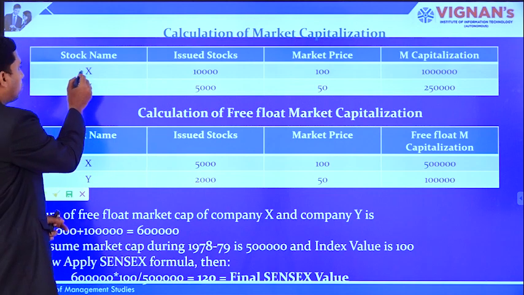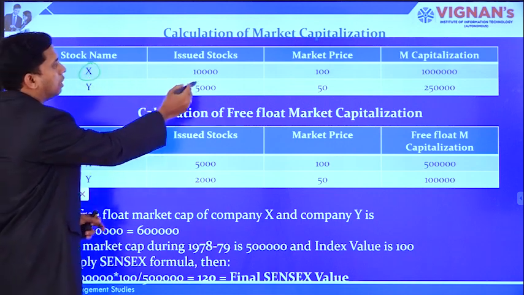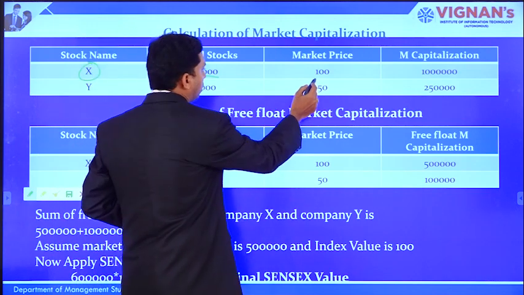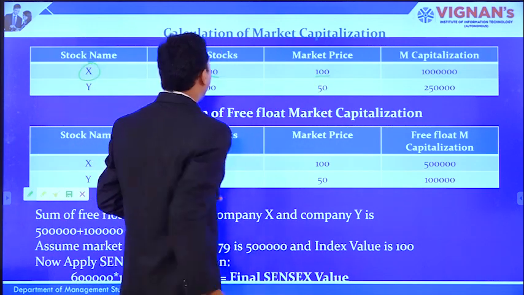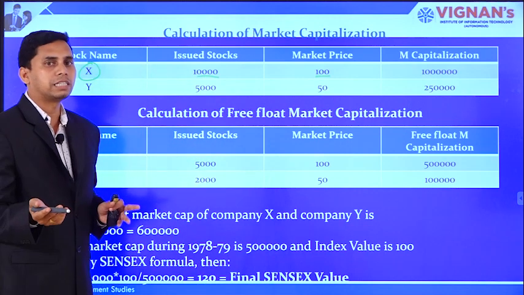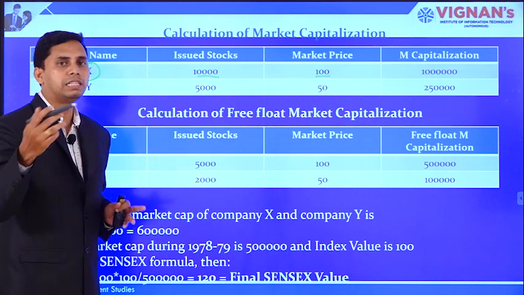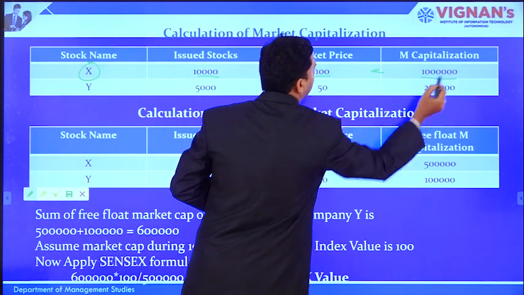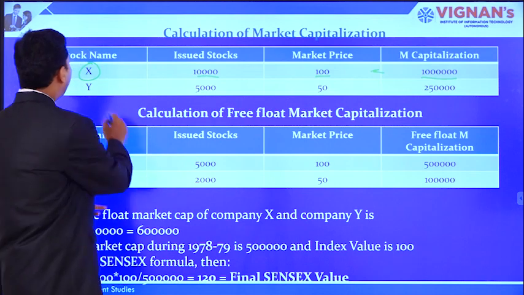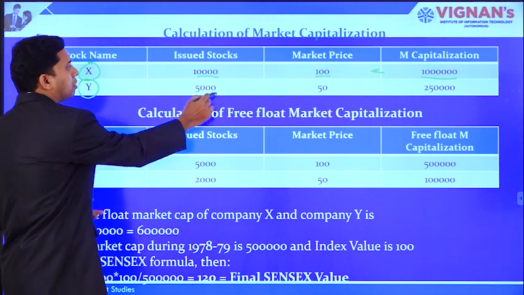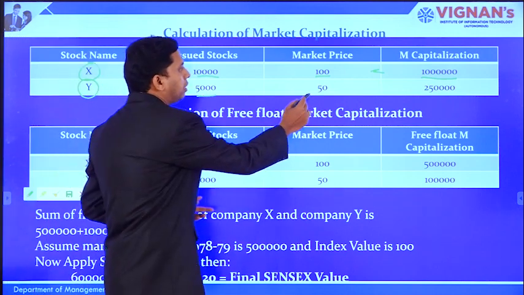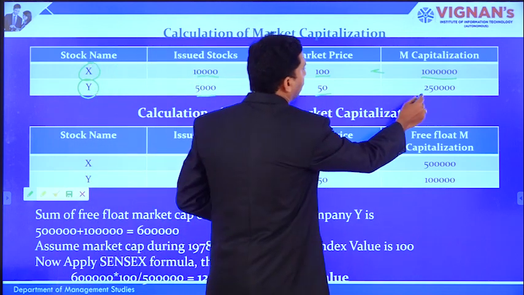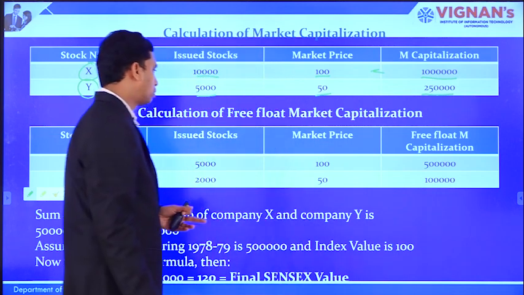For stock X, they issued 10,000 shares, but the market price is 100, and market capitalization is nothing but the product of issued stocks and the market price, which is equal to 10 lakhs. And for Y, there are 5,000 issued stocks and 50 is the market price, and finally the market capitalization is 2,50,000.